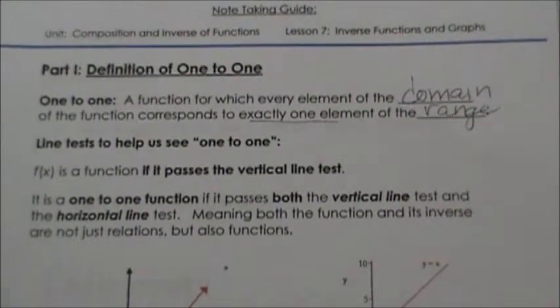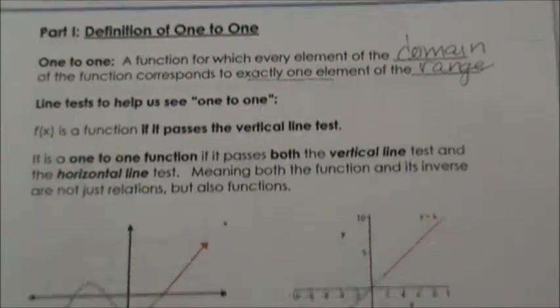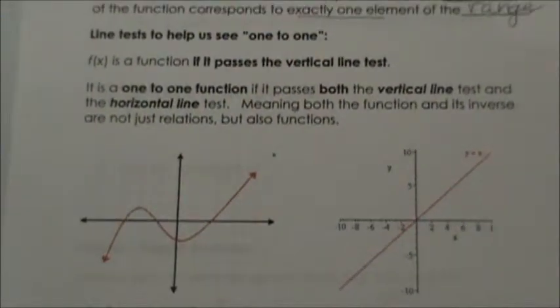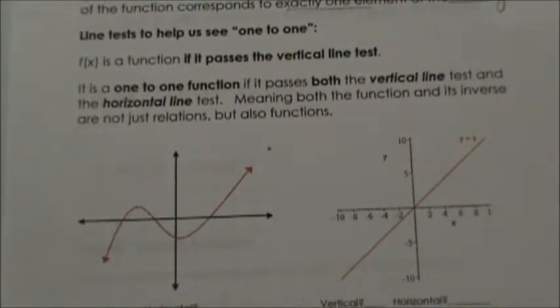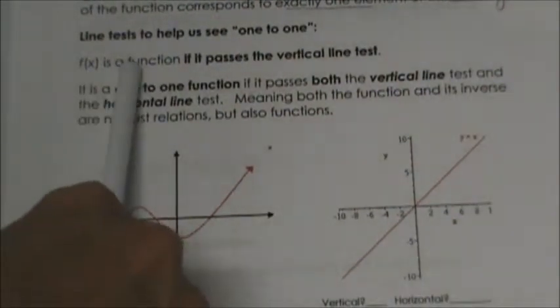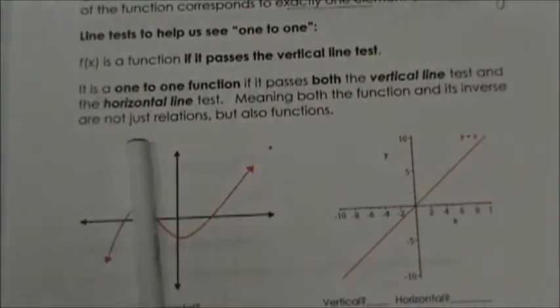Okay, line tests. Line tests help us see them more from a graphical approach. So you may have learned the vertical line test. Line tests help us to see one-to-one relationships. The function f of x has to pass a vertical line test to be considered a function, and you probably did this in middle school. But to show one-to-one, it has to pass both a vertical line test and a horizontal line test.